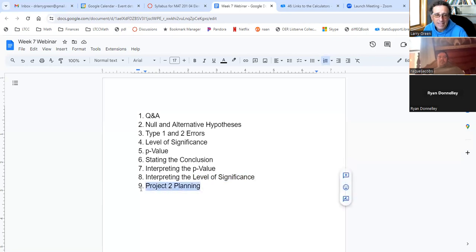And then finally, we can start talking about Project 2. We were not completely ready to go through all the details of Project 2 because Project 2 mostly focuses on Chapter 10, and that's next week. But the two main things that Project 2 does are confidence intervals and hypothesis testing. So we're going to be talking about hypothesis testing this week. And last week we did confidence intervals, so it's time to start thinking about it.